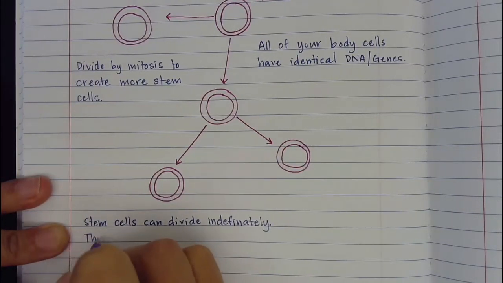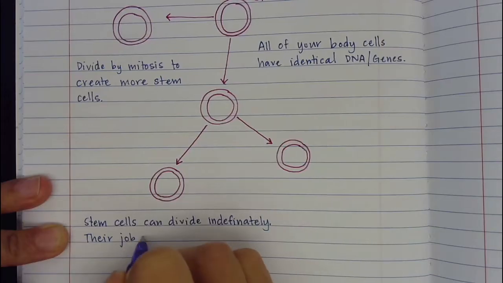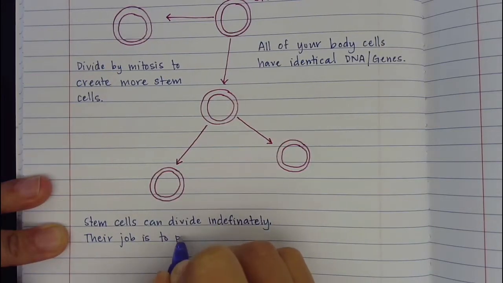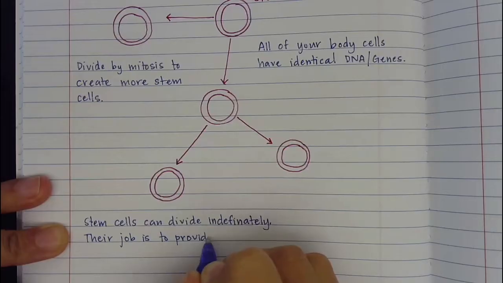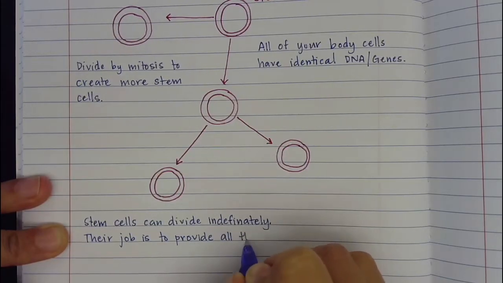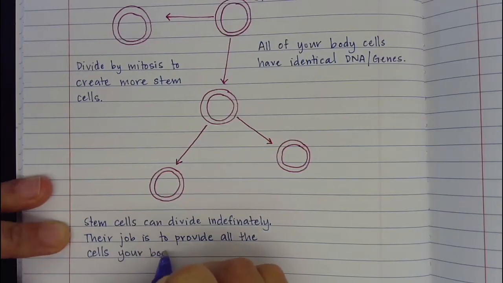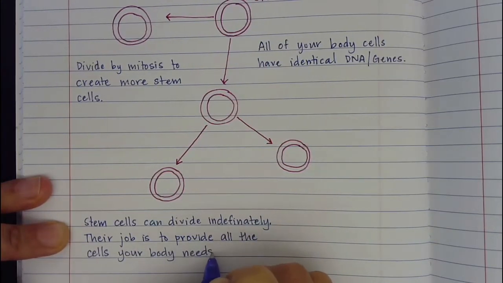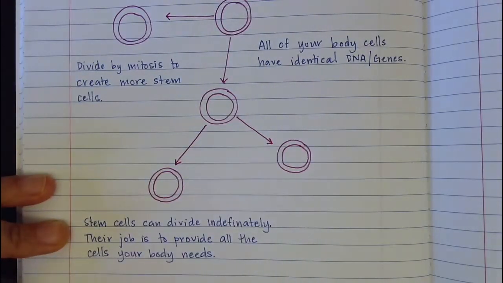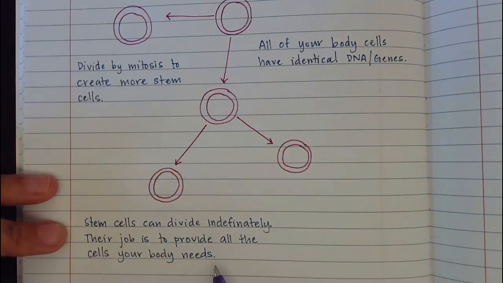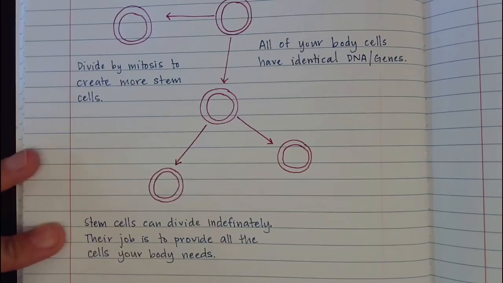Their job is to provide all of the cells that your body needs. So sometimes you are going to have cells that die. Cells just naturally have a lifespan. And if you have cells that are dying, you're going to need to replace them. If you get injured or damage your cells, you're going to need to replace them. So stem cells are going to divide to create those additional cells that your body needs.